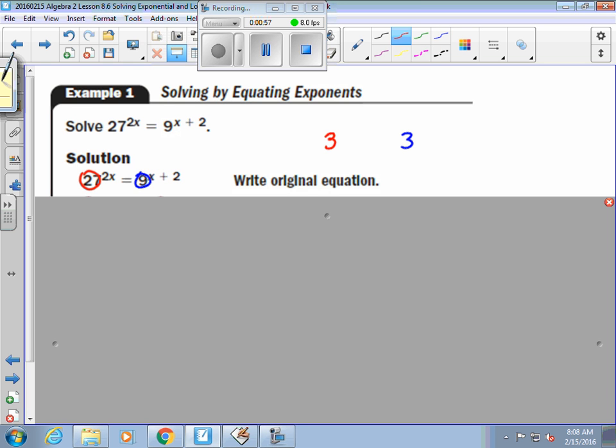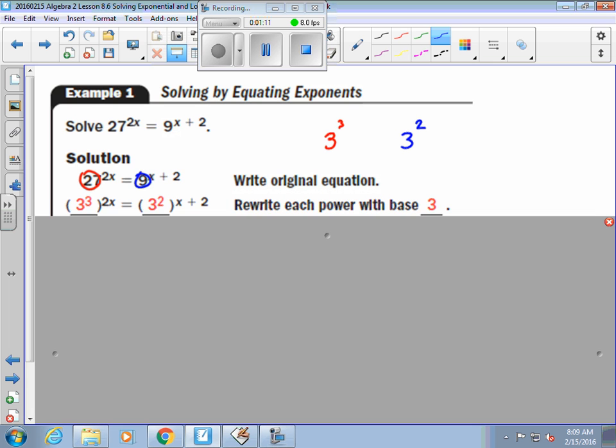27, its base, when you raise 3 to the third power, 3 to the third power is 27. And for number 9, you raise 3 to the second power. So you could change both of the bases to 3, making one 3 to the third power, the other one 3 to the second power. When we do that, since they have the same base, we can eliminate that part of the problem.